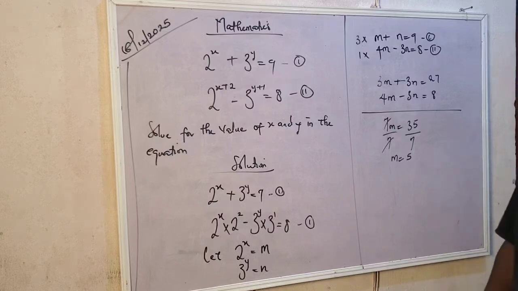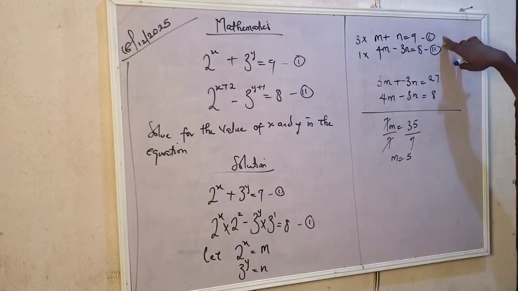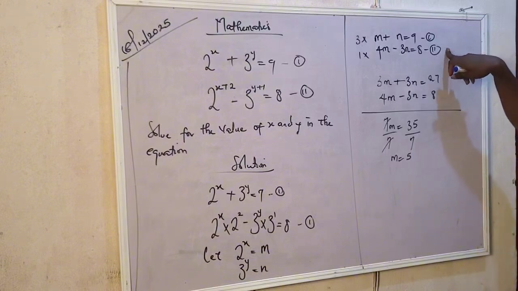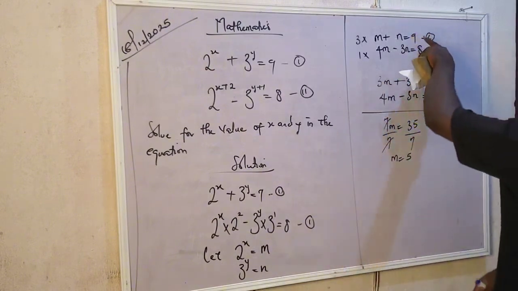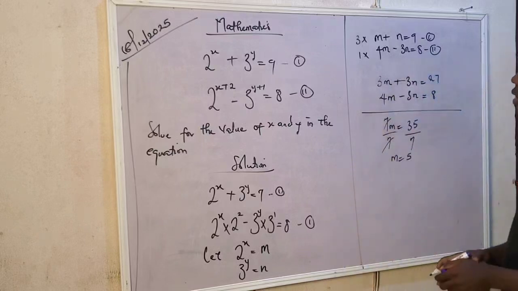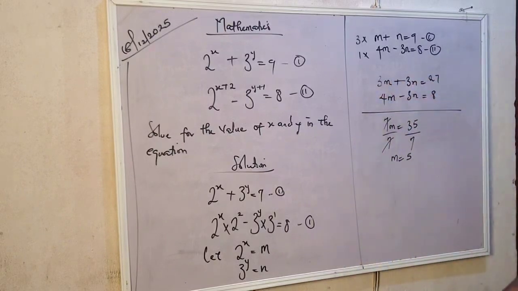Now what do we do to get our value of n? We substitute the value of m into either equation 1 or equation 2. You can use either equation to get the value of n. Either way, you are still going to get the same value.